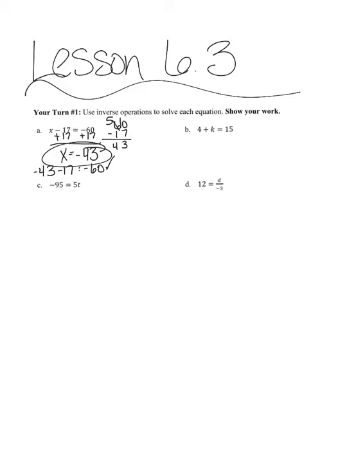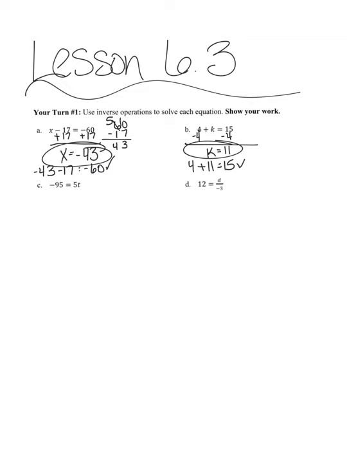B, we have 4 plus k equals 15. My inverse operation here, because it's a positive 4, the inverse of that is a negative 4, which is like subtracting 4. And I'm going to do that on both sides. 15 minus 4 is 11, so k equals 11. 4 plus 11 does equal 15. Therefore, I know I've solved that correctly. K equals 11.